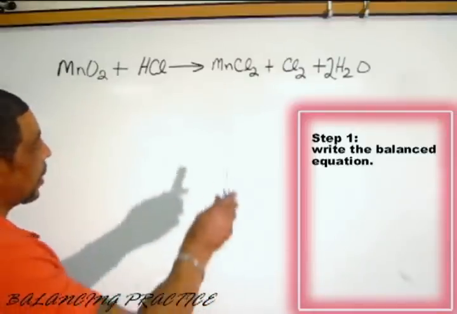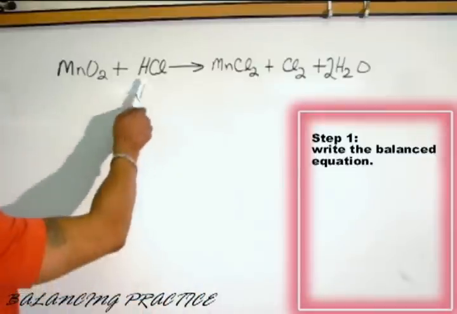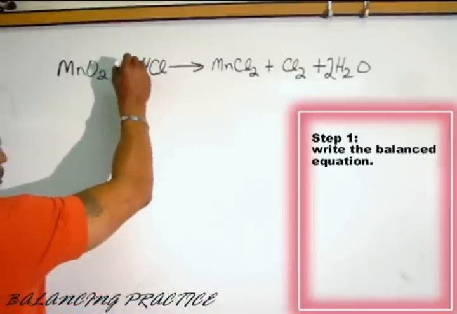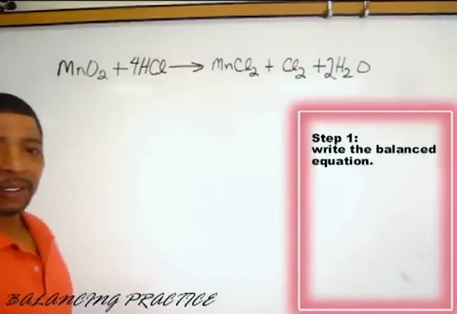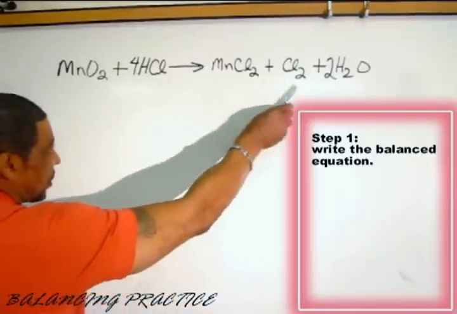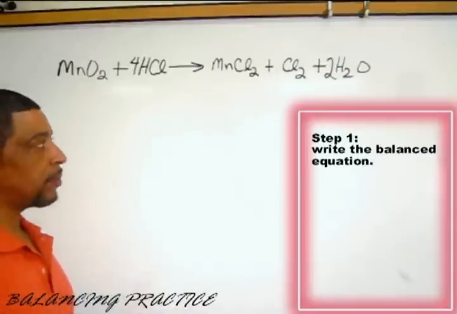This gives 4 hydrogens on the product side, but only 1 hydrogen on the reactant side. So let's balance the hydrogens by placing a 4. On each side of the chemical equation, there are 4 chlorines. So this equation is now balanced.